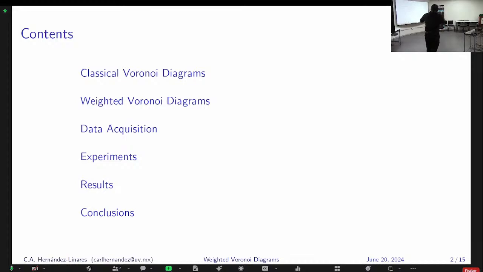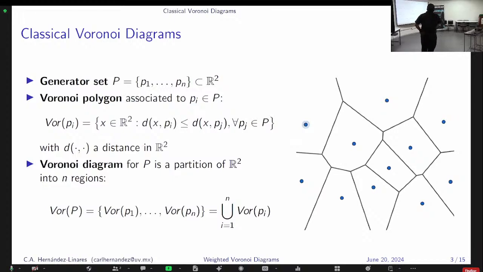This concept of the Voronoi diagrams in the behavior analysis. What is a Voronoi diagram? In the classical Voronoi diagram, we need a generator set formed by endpoints in R2. With these points, we construct a polygon, a Voronoi polygon associated to Pi, defined by this expression.